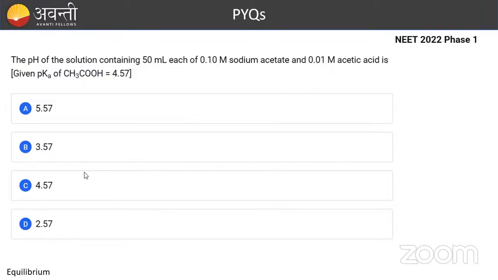The next question is also from pH. The pH of the solution containing 50 ml each of 0.10 molar sodium acetate and 0.01 molar acetic acid is. So we have the value of pKa. We have the concentration of sodium acetate, which is the conjugate base, and the concentration of acetic acid, which is an acid. And we have the volume. We are asked to find out the pH.